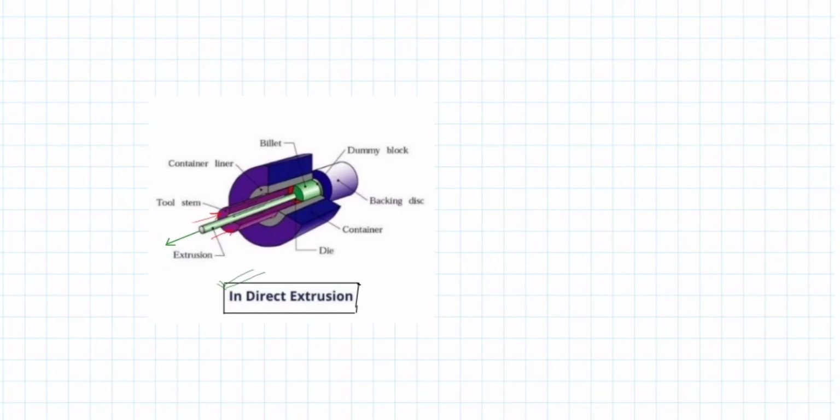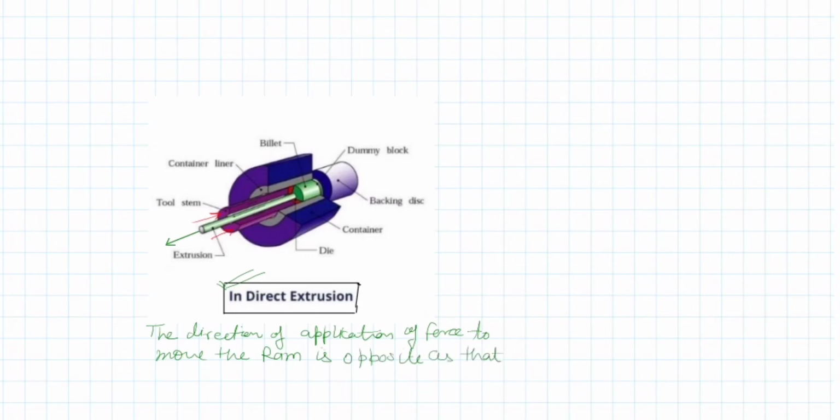So in the indirect extrusion process, the direction of application of force to move the ram is opposite to that of the extruded product. We can see it here as well. To achieve this, we need a specially designed ram or tool stem. We need to make an opening in the ram through which the extruded product comes out.